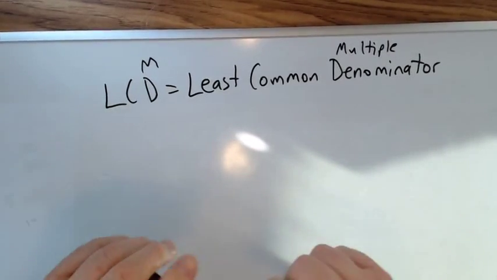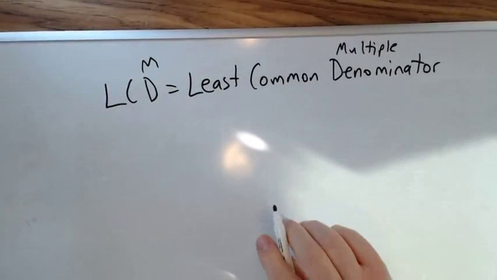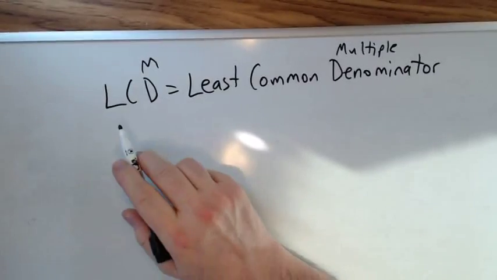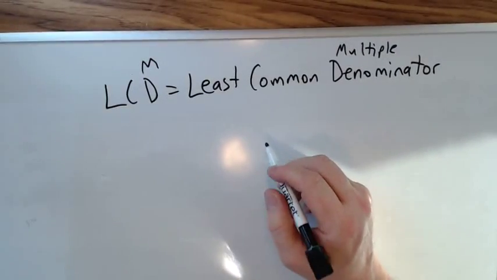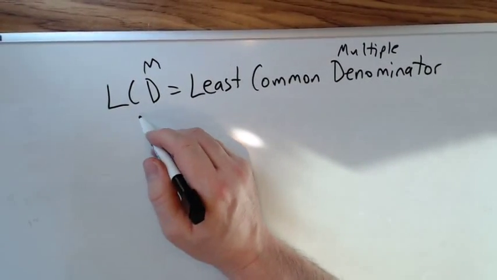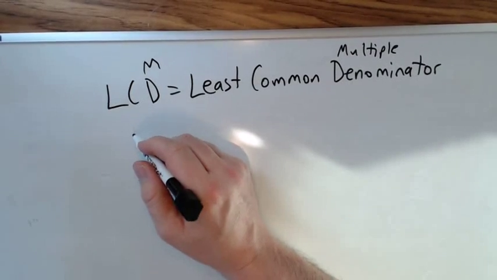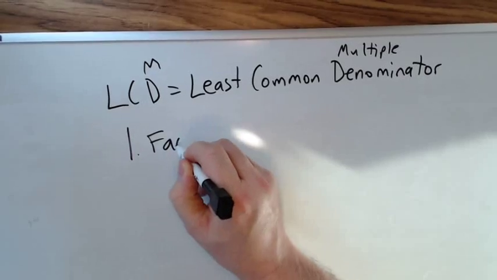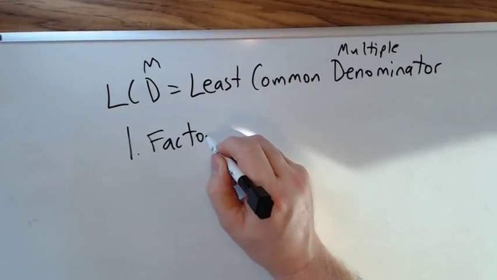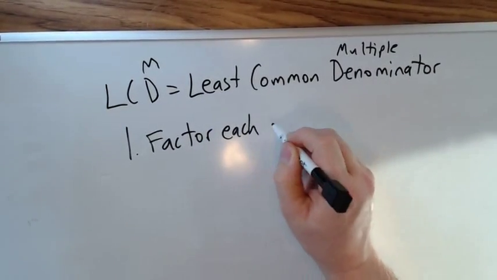All right, this is the second video on prime numbers. We're going to start out with the concept called the least common denominator, or the least common multiple. This is a three-step process. The first step is to factor each denominator.